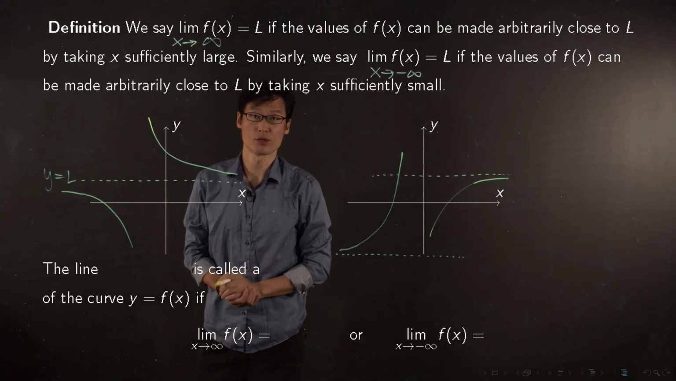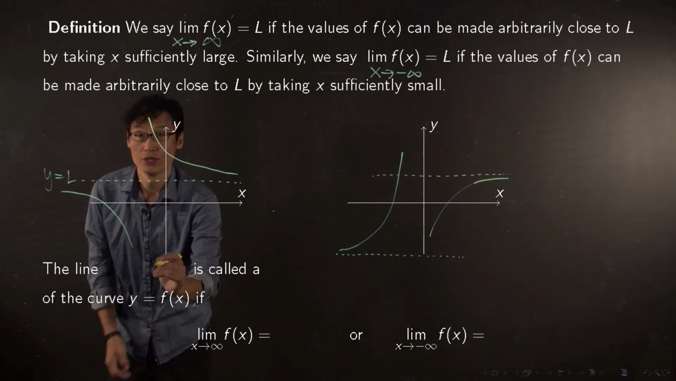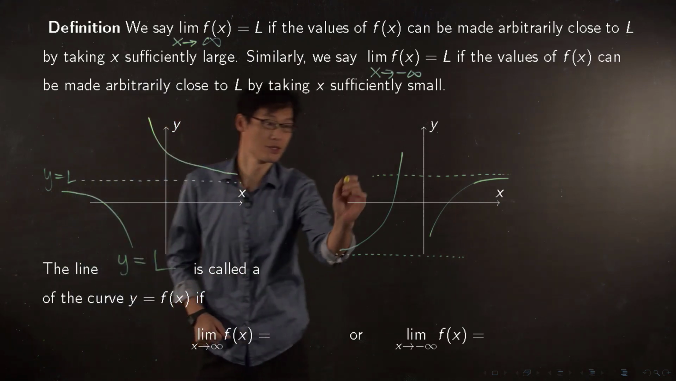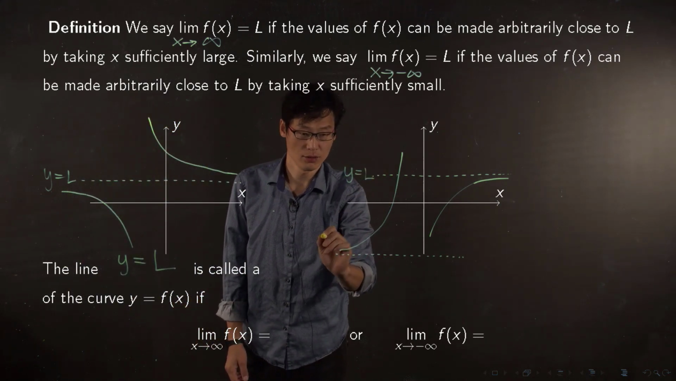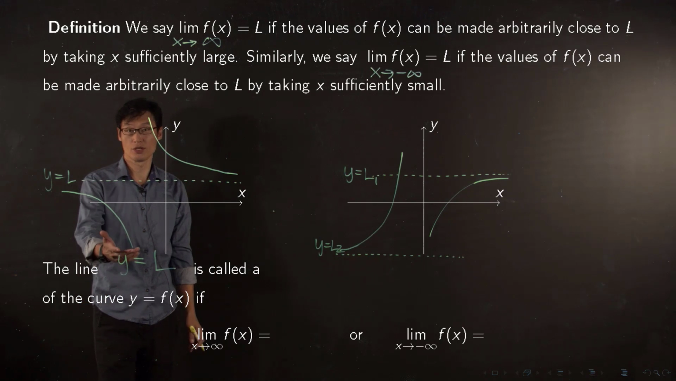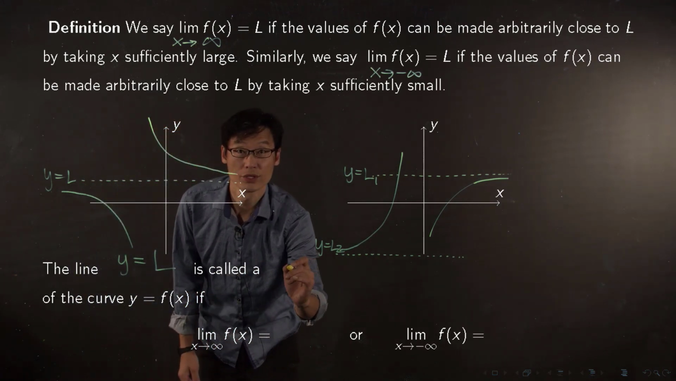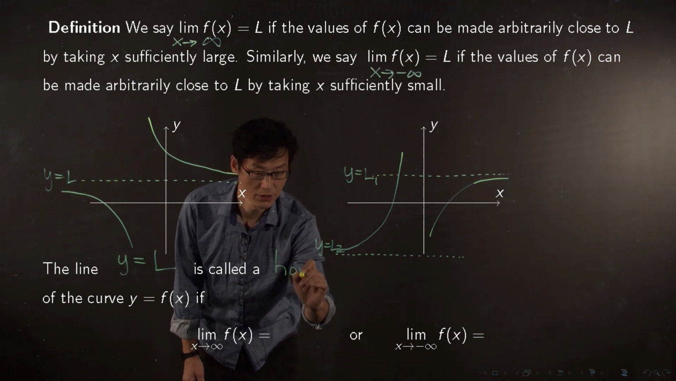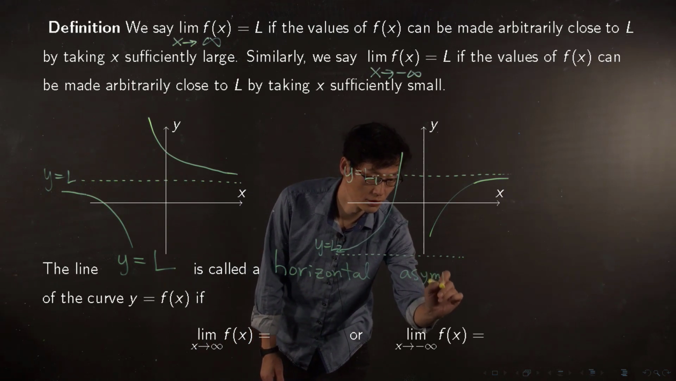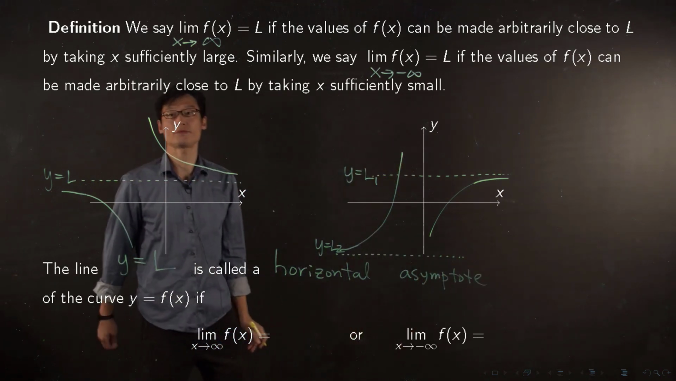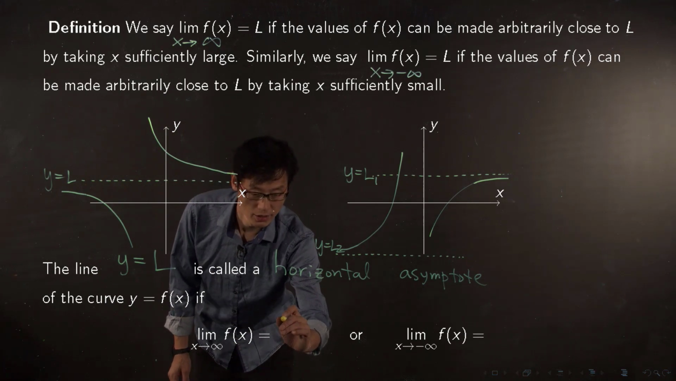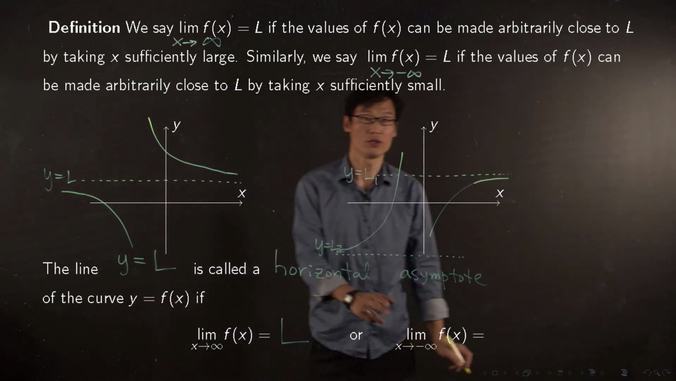So those horizontal lines are called horizontal asymptotes. So this line, y equals L, and then those lines, say y equals L1, y equals L2, those horizontal lines are called horizontal asymptotes when the limit happens to be L, when your x tends to infinity or your x tends to negative infinity.